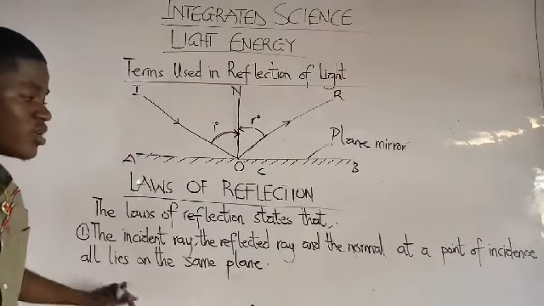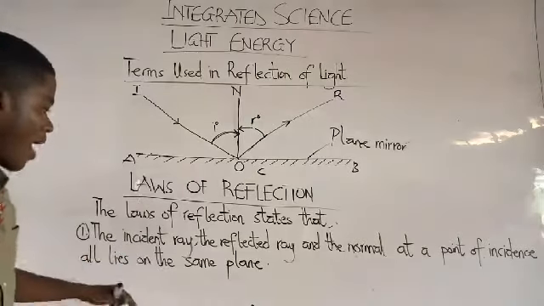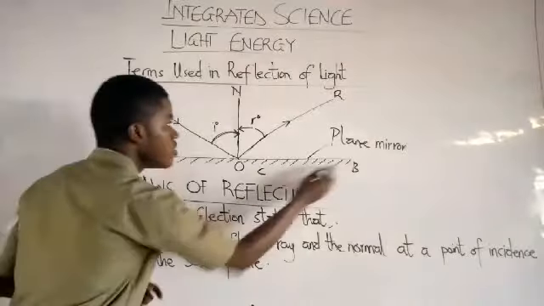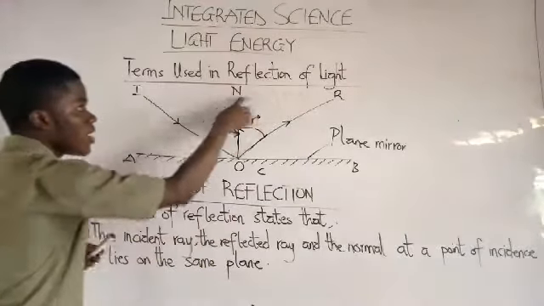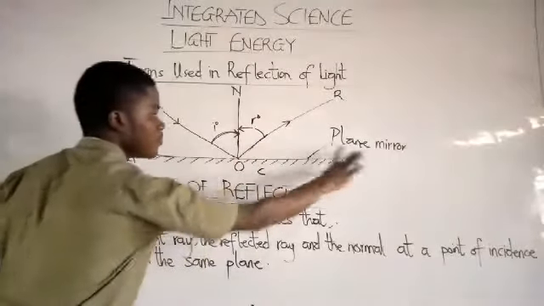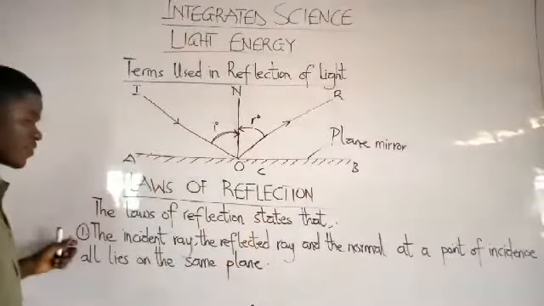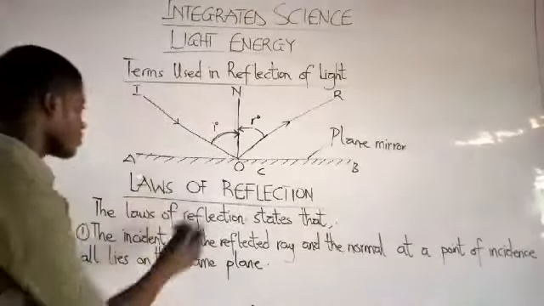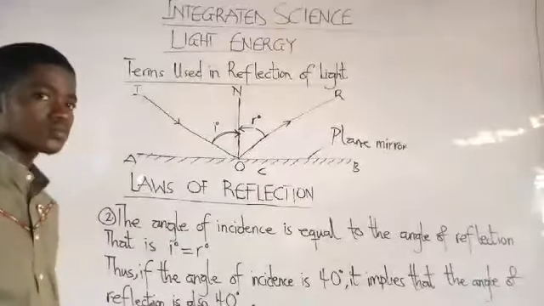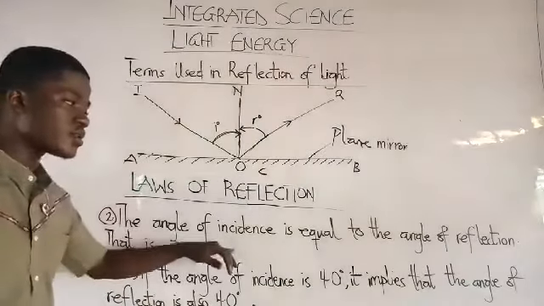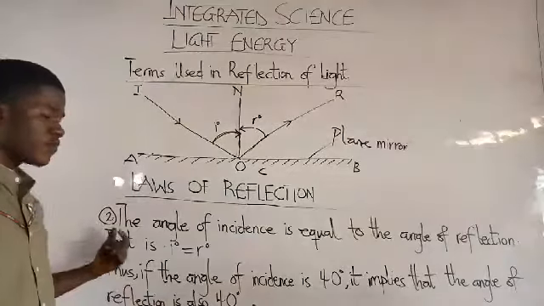The incident ray, the reflected ray, and the normal at the point of incidence all lie on the same plane. So this is the plane AB, and the incident ray, the normal, and the reflected ray are all lying on the what? Same plane. So that's what the first law states. And the second law is that the angle of incidence is equal to the angle of reflection.